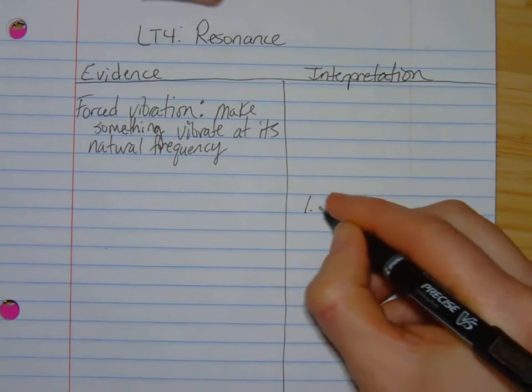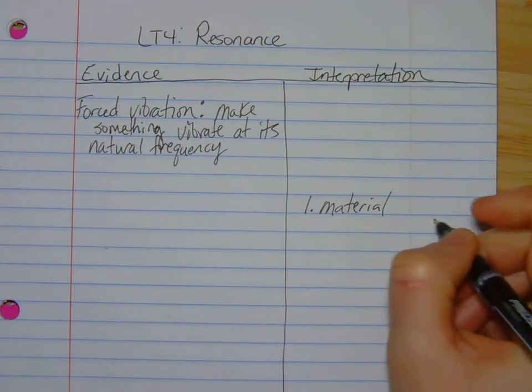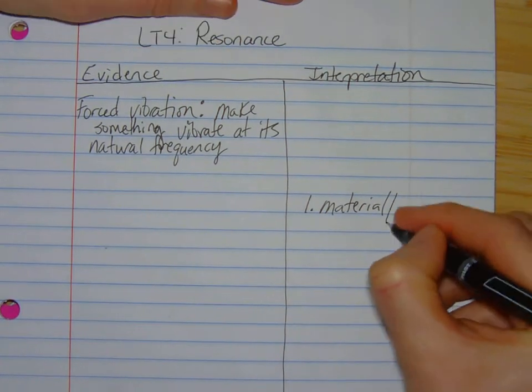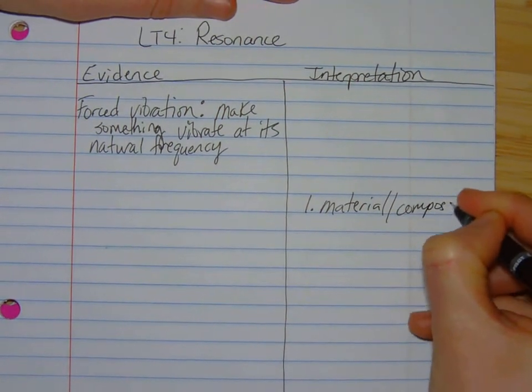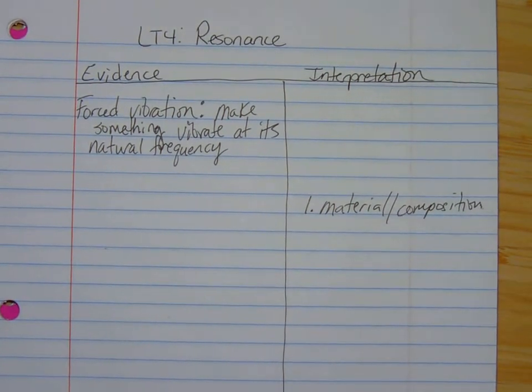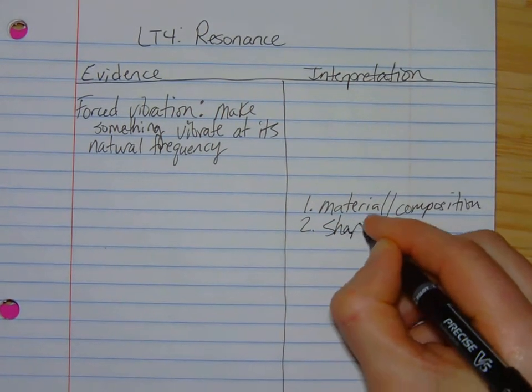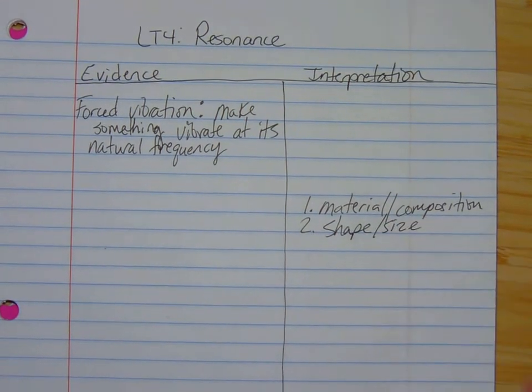So if we skip a little bit of space here, different materials would give something a different natural frequency. So whatever the material is made out of, right, that could determine the frequency something vibrates at. The shape, okay, the shape of something, the size of it.